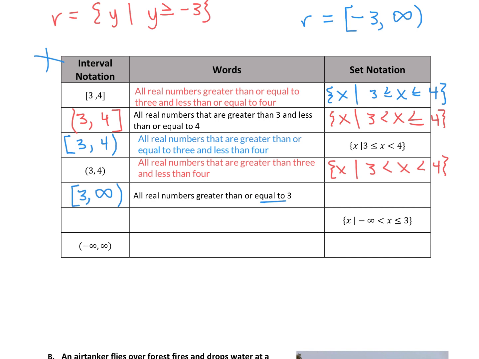All right, in our set notation, start out with that guy. So it's the set of all x's such that our smallest value is 3, 3 is less than or equal to x. And then we're never going to touch infinity, so we're going to say less than infinity.